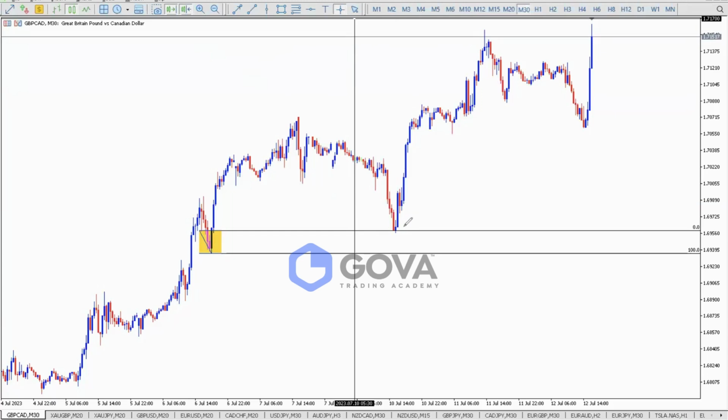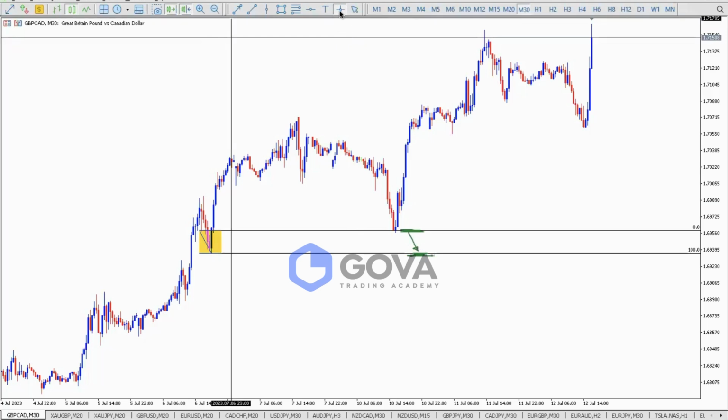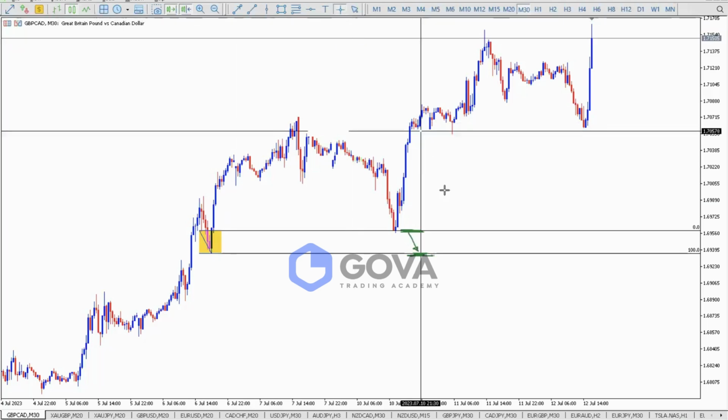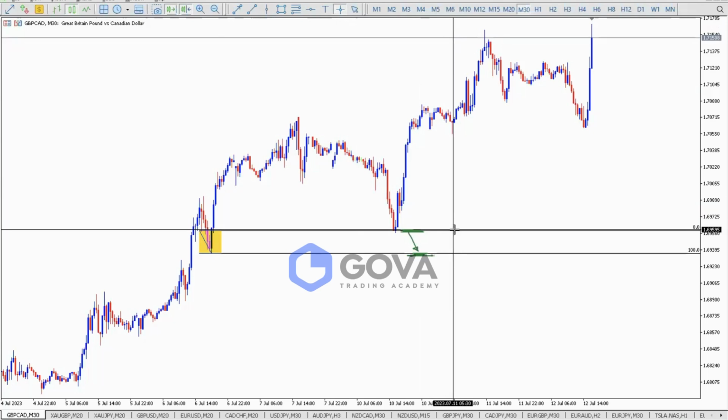You need to first of all put your crosshair tool on the proximal line, then drag it down into the distal line, which is here, and calculate how many pips it is. So let us do that. Using the cross, I'm going to put the cross on my proximal line here, as you can see.